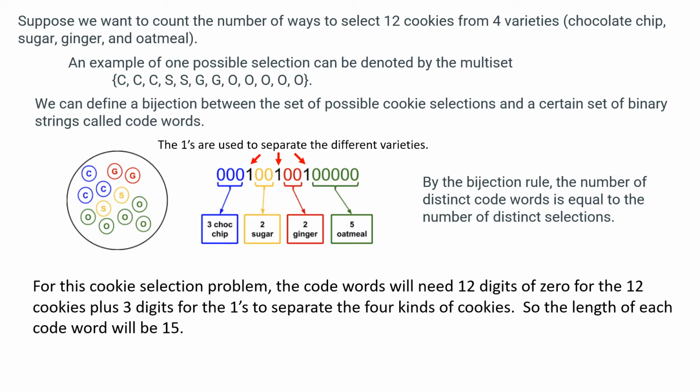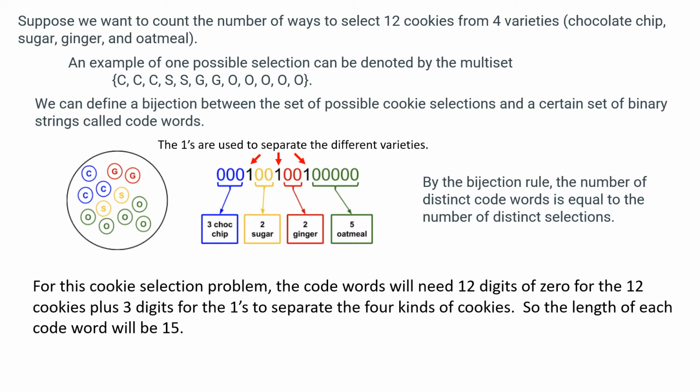Okay, so just before we get involved in counting all of this, let's make sure we understand this bijection that we're doing. I've already explained how we come up with that code word. But in general, remember this: the code words are going to need the same number of digits for zeros as however many cookies are being chosen. So remember, we wanted to choose 12 cookies, and there are 12 zeros in there.